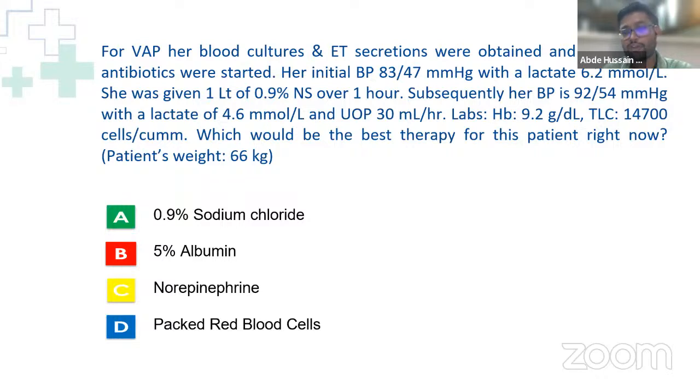Labs: Hb was 9.2 gram per dL, TLC 14,700. What would be the best therapy for this patient right now? Her weight is 66 kg. Should we choose NS? Should we choose 5% albumin? Or should we go on with the vasopressors? Or does she require a blood transfusion?